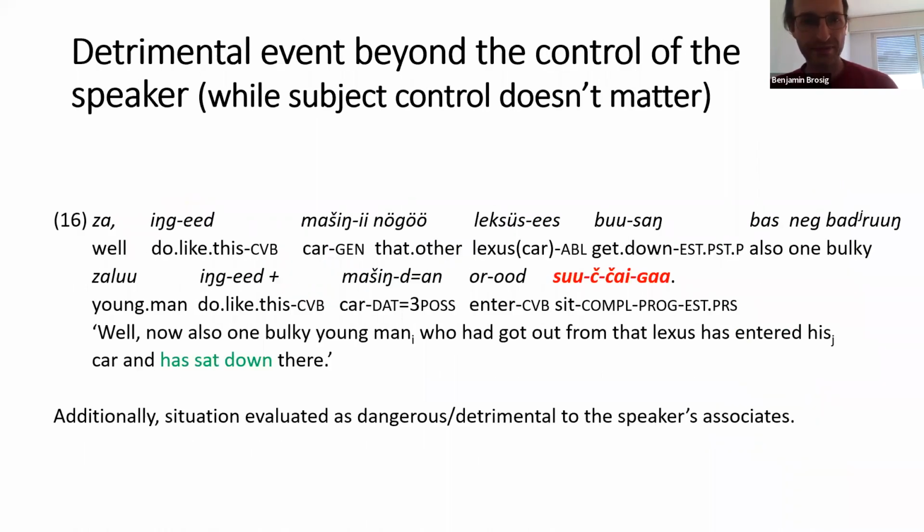Similar here in this example 16, with somebody who has taken a seat in the car of somebody else and is threatening this other person. Soch jara, has sitting down there, is used with it. So the speaker in this case is an observer, could not have influenced this, and it's detrimental to the speaker and to the associate of the speaker who was sitting in that car before.